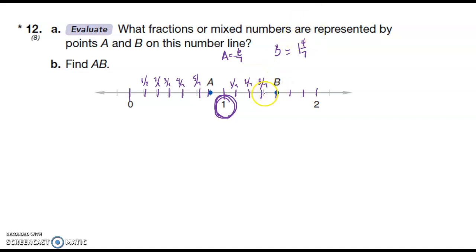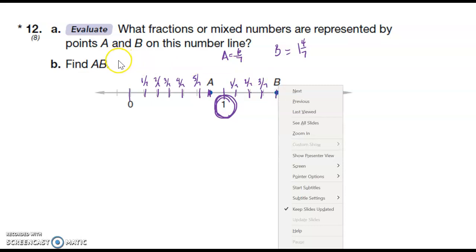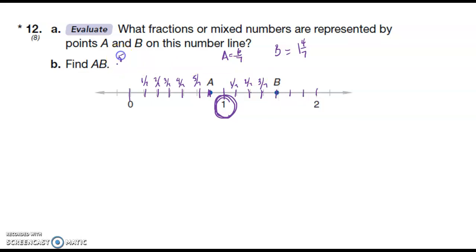To find AB, well, let's just count the 7ths. Okay, so from A, we have 1/7, 2/7, 3/7, 4/7, 5/7. So, oops. So AB is 5/7.